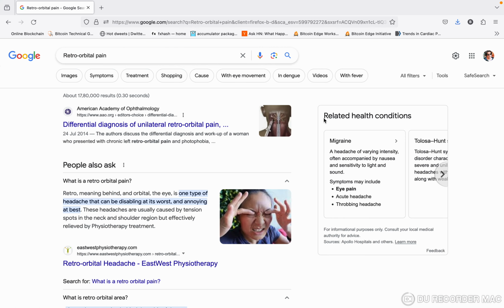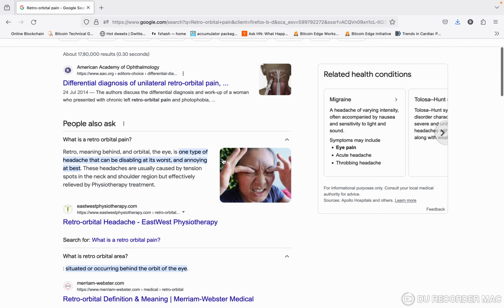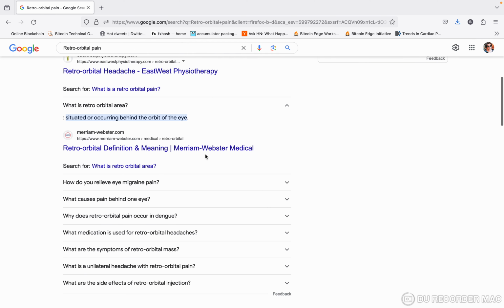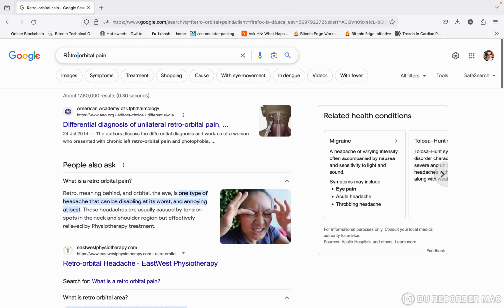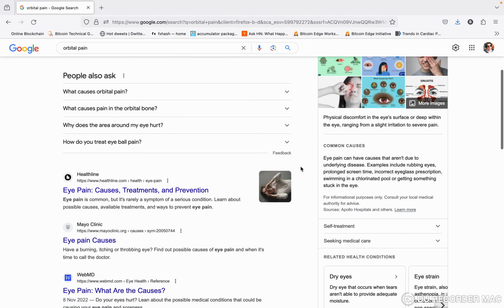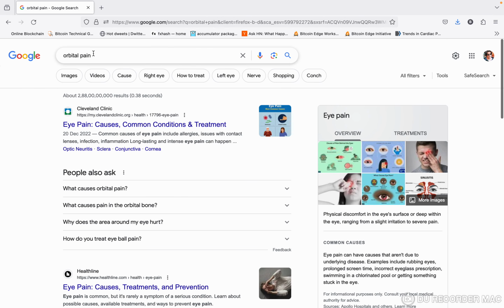Hello, so I have come back. Let me check what is retroorbital pain. So retroorbital pain is the pain on the upper part of your eyes. Okay, so let me check what is orbital pain. So orbital pain means eyes pain. Okay, so orbit is somewhat related with eyes.